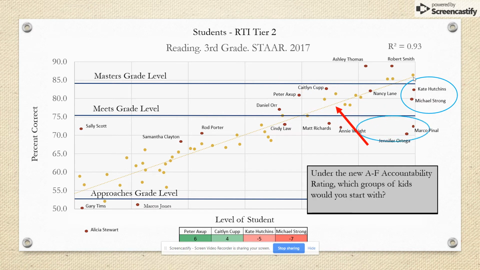But then what we identify even more is Marco and Jennifer here, who actually only passed the test. You want them to get to that level 1 or that level 2 with Kate or Michael, and all 4 of them should be able to get to that level.